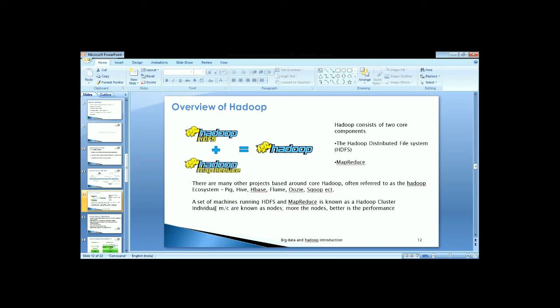As I said, a set of machines running HDFS and MapReduce is known as a Hadoop cluster. Individual machines are known as nodes. The more the nodes, the better the performance. As you saw with Yahoo as an example, initially they did that in 900 nodes and it took 3.5 minutes, but as they increased to 1,400 nodes, the time gradually decreased.